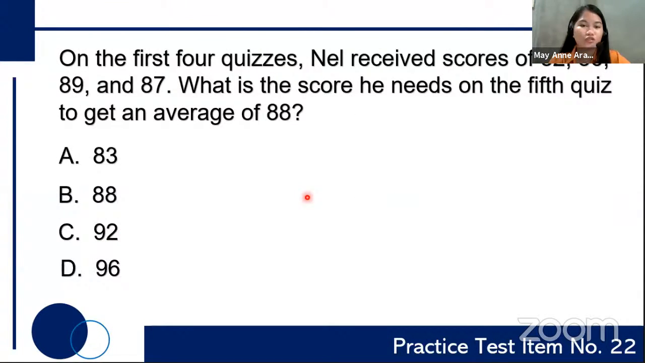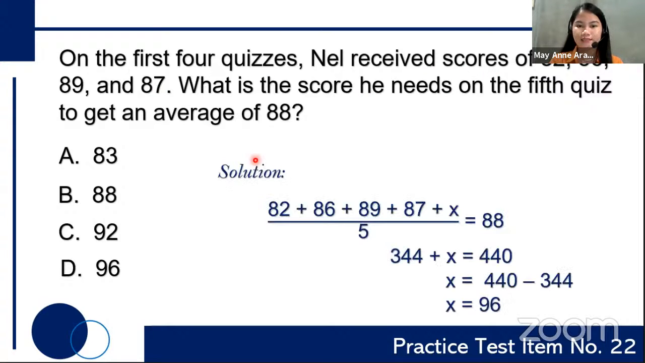Pero, if you want to use algebra, ang gagawin nyo lang dyan, di ba, the given average, how many scores are there? Or how many quizzes? They have 5. So, all you have to do is to multiply the average by 5. Then, di ba, 88 times 5, subtract nyo yung sum ng lahat ng scores na to. Yung 82 plus 86, 89, and 87. So that is 82 plus 86 plus 89 plus 87 plus x all over 5.